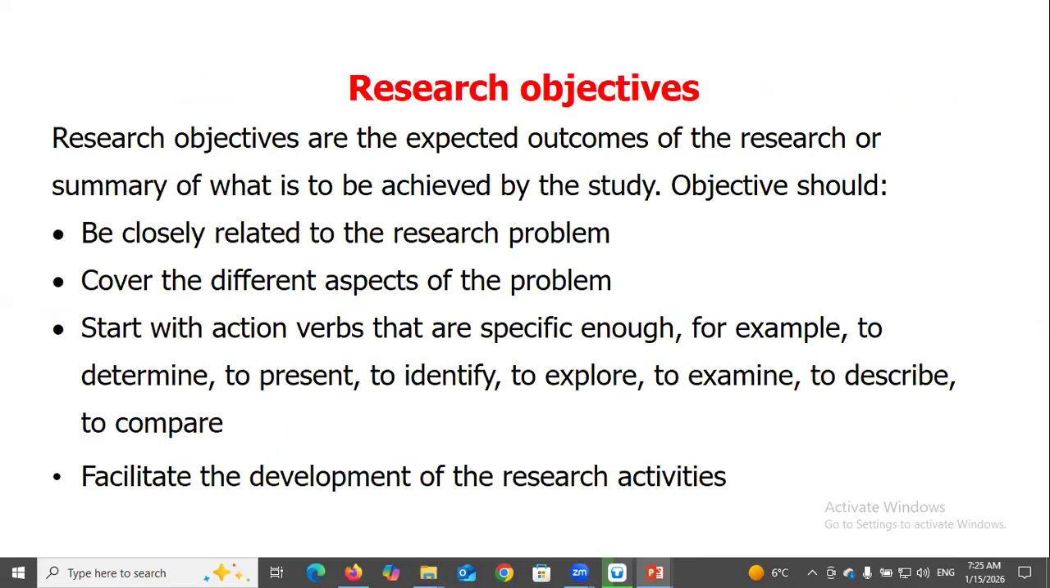Research objectives. Research objectives are the expected outcomes of the research, or a summary of what is to be achieved by the study. Objectives should be closely related to the research problem, cover the different aspects of the problem, and start with action verbs that are specific enough, for example, to determine, to present, to identify, to explore, to examine, to describe, to compare. They facilitate the development of the research activities.